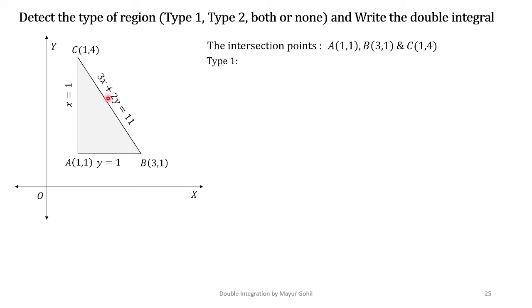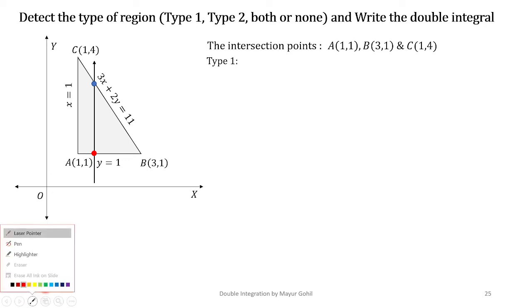So for a type 1 region, what do we do? We pass a vertical line across the region. The entry point and the exit point are to be taken into picture. So the entry point here is the red dot and the exit point is the blue dot, and the equation on that line is 3x plus 2y equals 11. Okay, so let me show you how you calculate here.